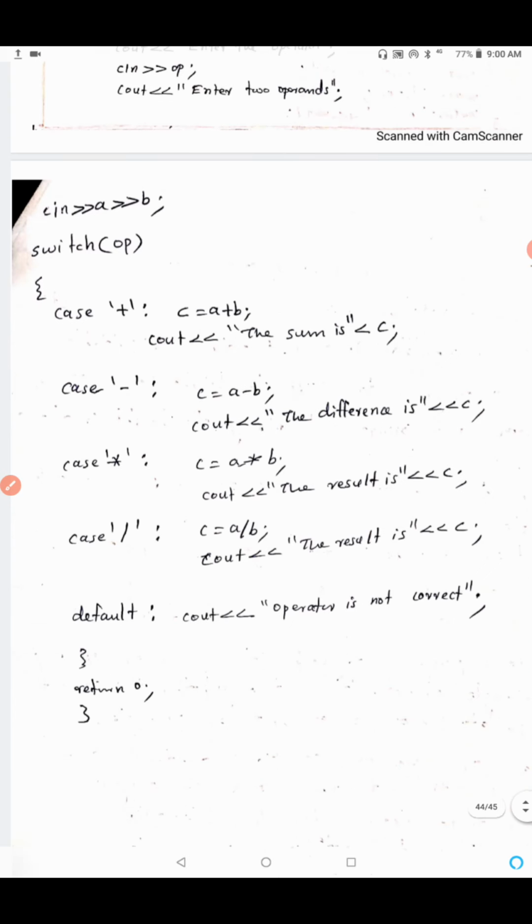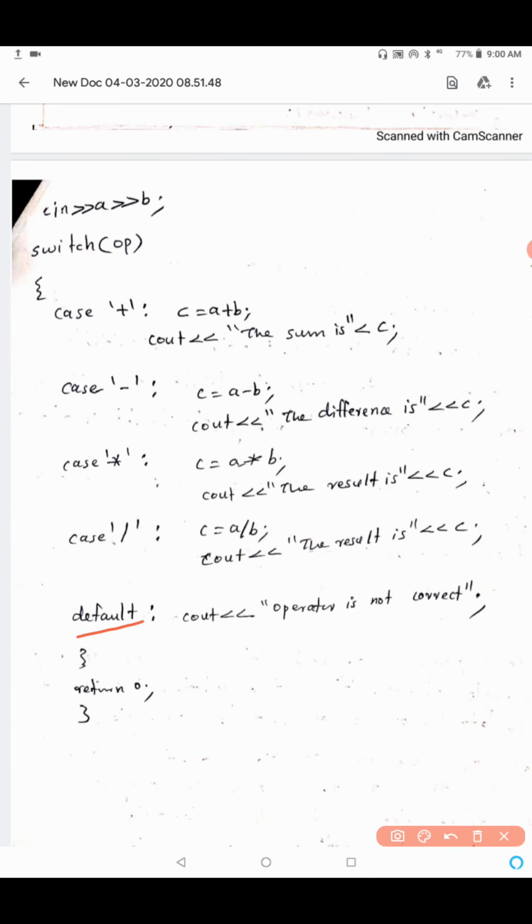At last, the default case is also there. That is, if I have entered some other symbol, for example the hash symbol, which is not there in these options, then it will go to the default case. It will print that the operator is not correct, then return 0.